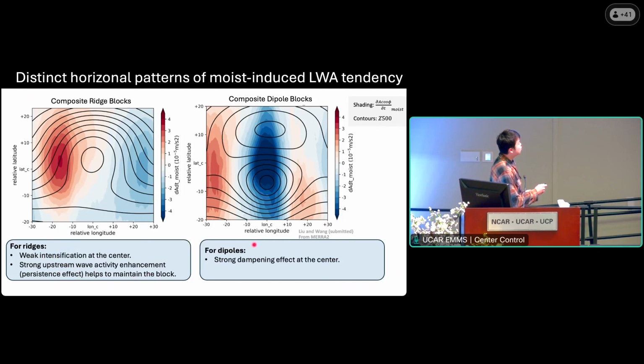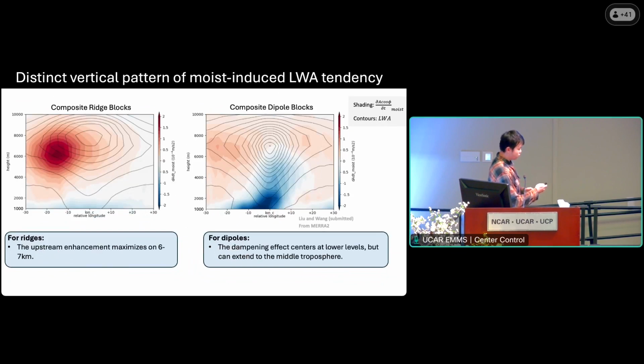However, we do find a totally distinct structure in dipole. We can clearly see a strong damping effect at the central location, which can directly reduce the wave amplitude of the block. This is totally different from the ridge. We can see a similar result from the vertical structure of this moist-induced wave activity tendency. The maximum is located upstream in the ridge and centers at about the middle of the troposphere.